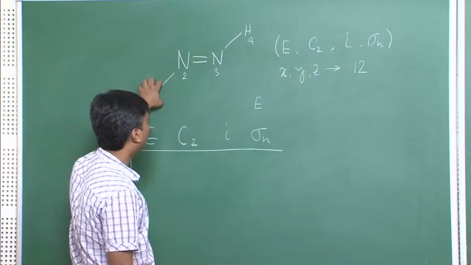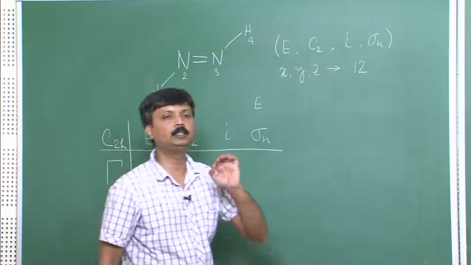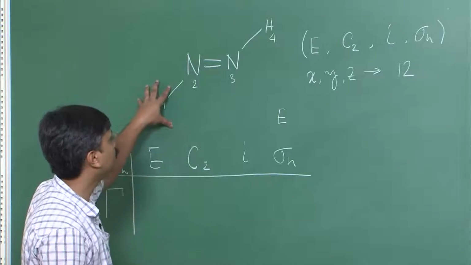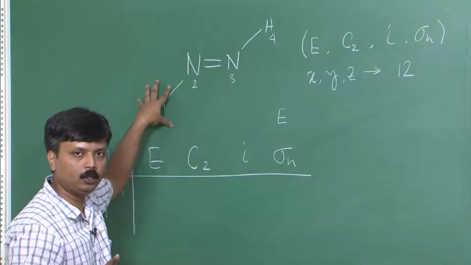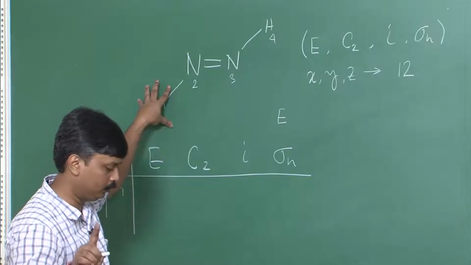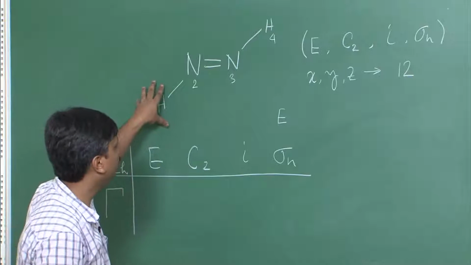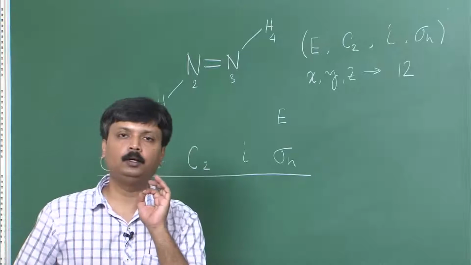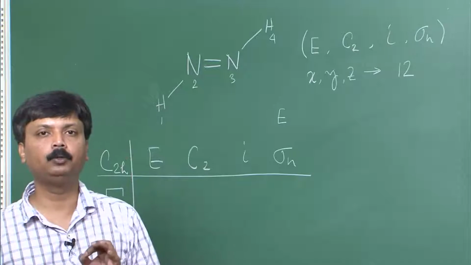Now, each of the atoms contains 3 axes which we are using as basis functions. So, each atom will contribute 3 to the overall character. So, 3, 3, 3 and 3. So, a total of 12 will be contributed to the diagonal.